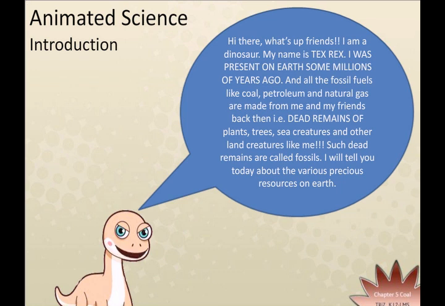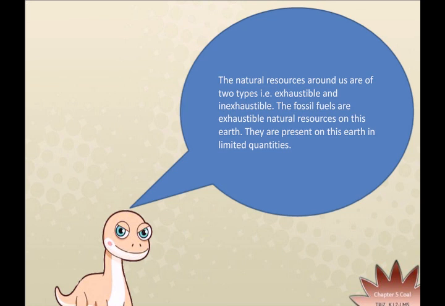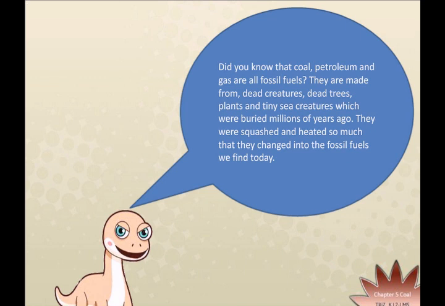I will tell you today about the various precious resources on Earth. The natural resources around us are of two types, that is, exhaustible and inexhaustible. The fossil fuels are exhaustible natural resources on this Earth. They are present on this Earth in limited quantities. Did you know that coal, petroleum, and gas are all fossil fuels?